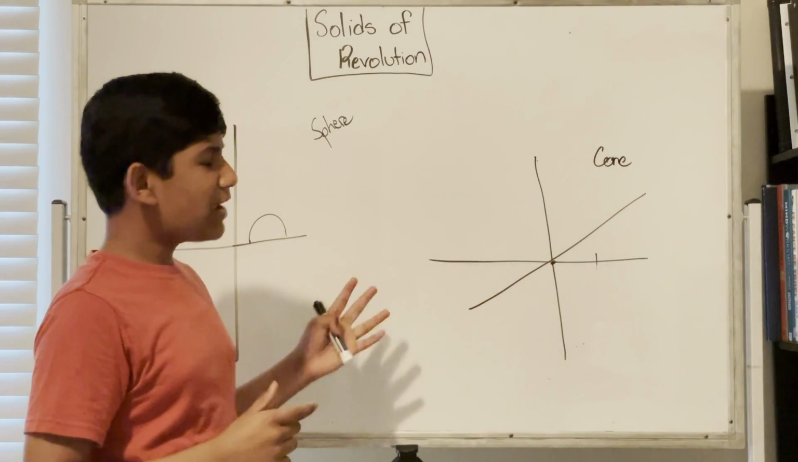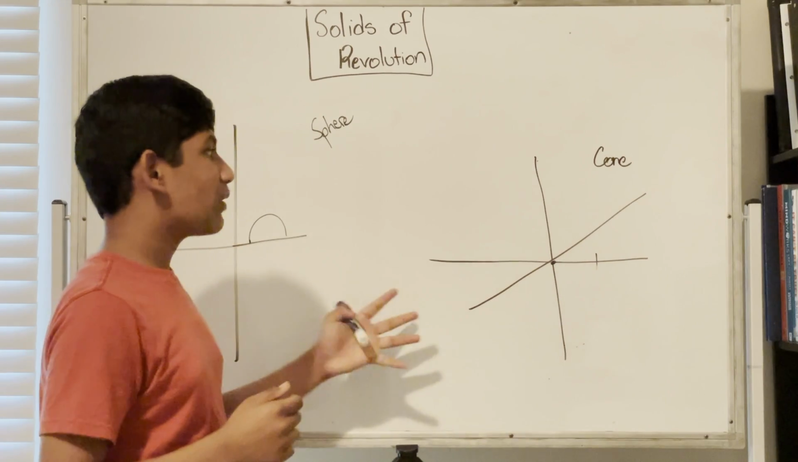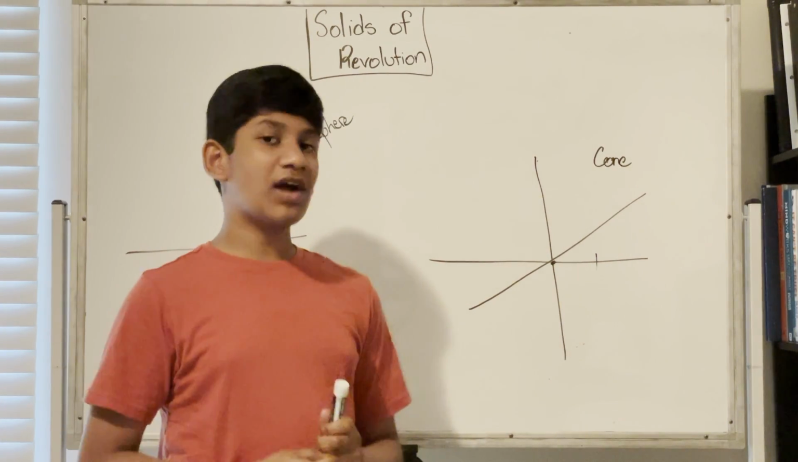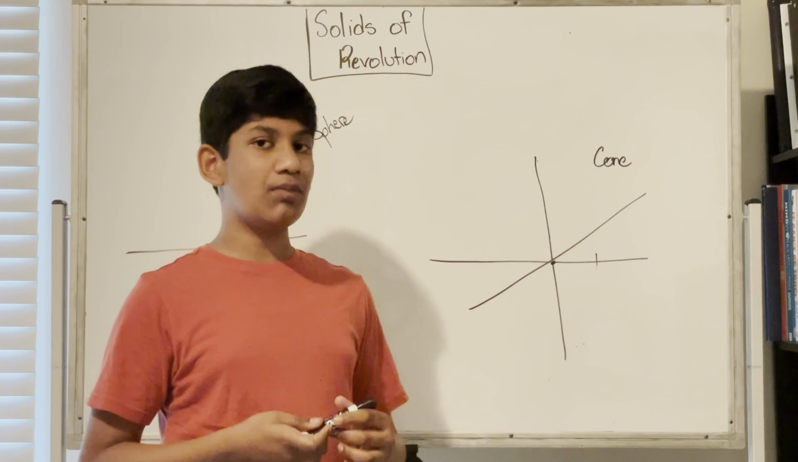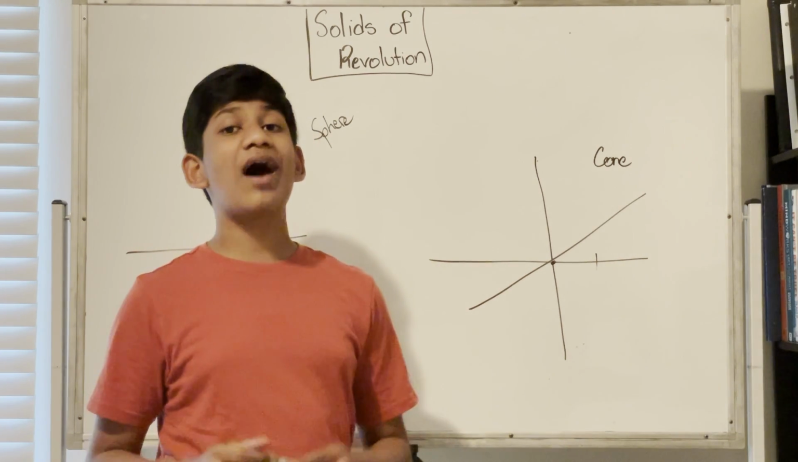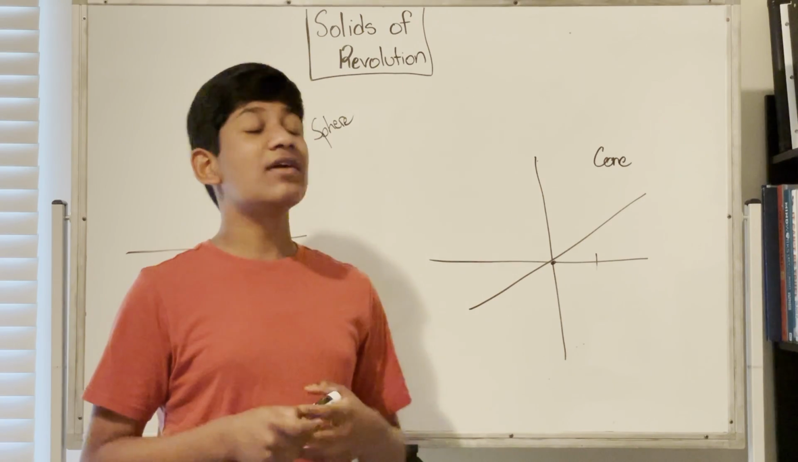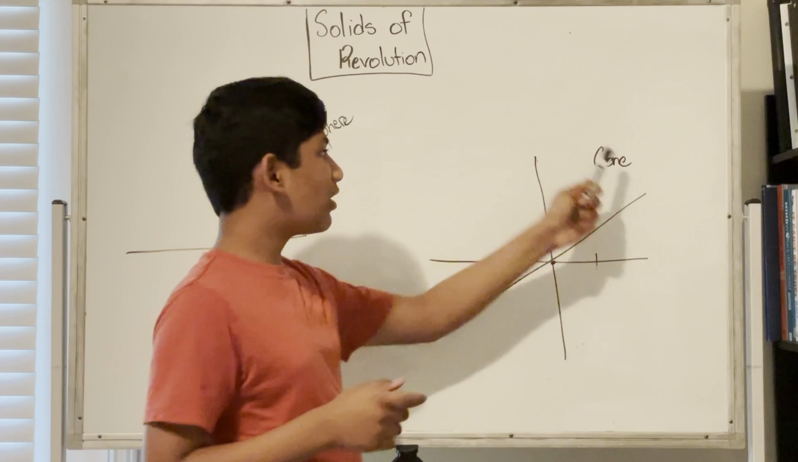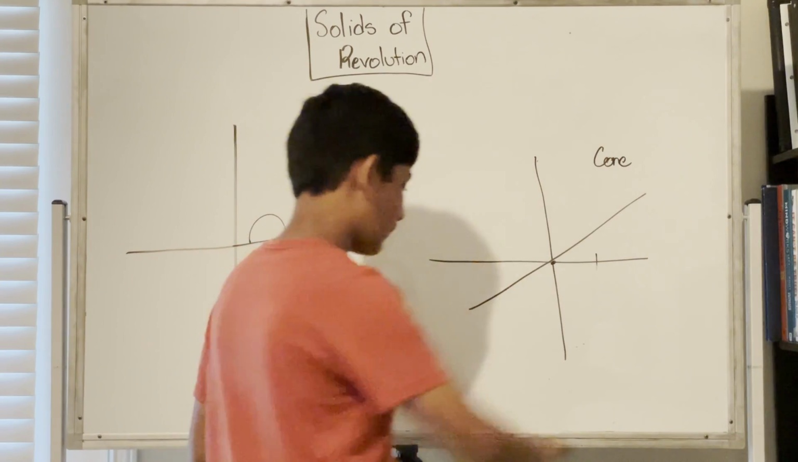So now it may look a little bit easier to grasp what solids of revolution are. But the main part comes when we start using the integral. We're going to use the integral to derive the volume of the resulting object, for example, a sphere over here, a cone over here. Okay.